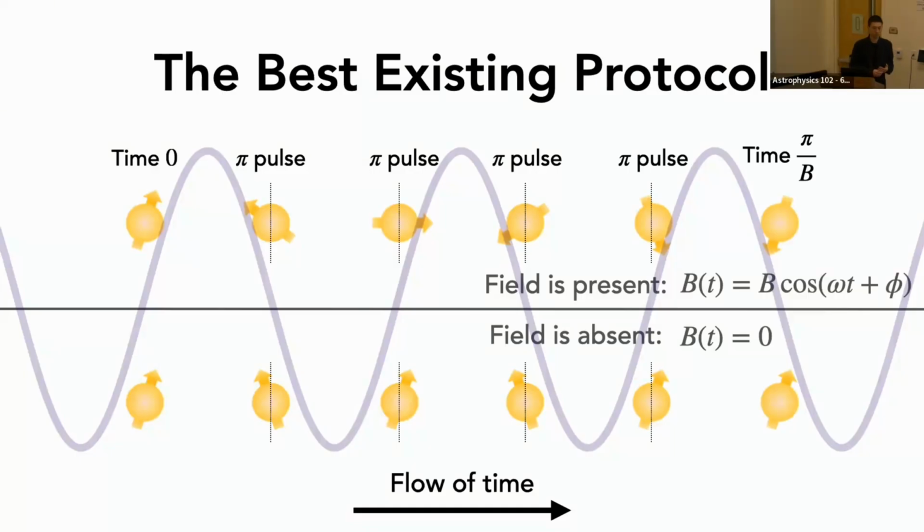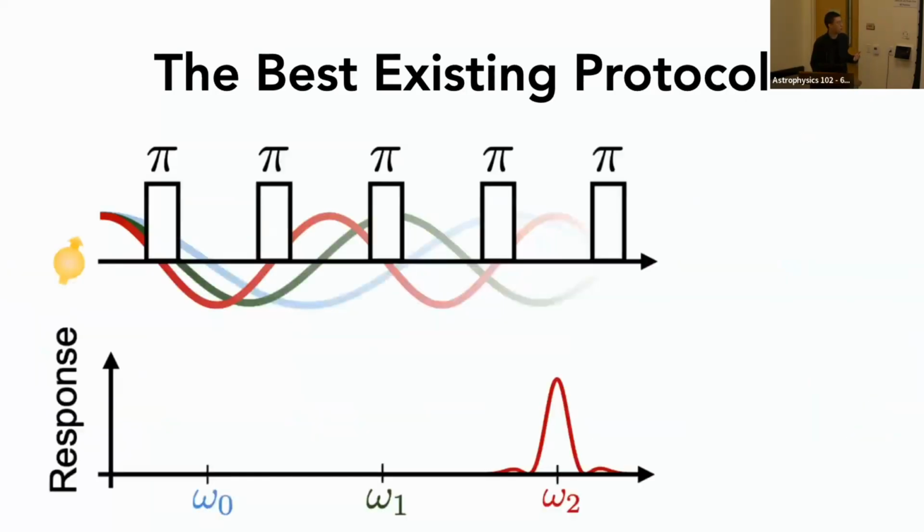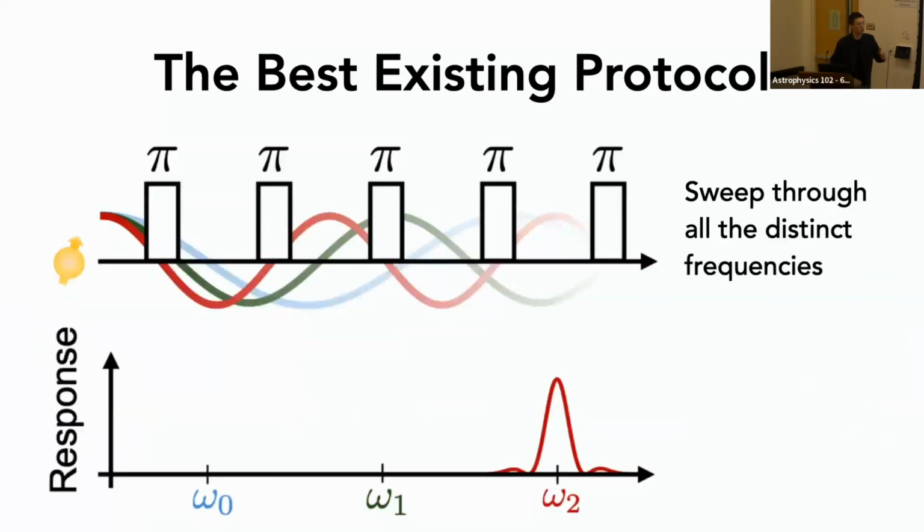Sorry, are you assuming we know the omega? Yes, so in this protocol, we first fix what omega is to apply the pi pulse. But of course, as I stated earlier, we don't know what omega is. So in one of these protocols, what people would have to do is sweep through all the distinct frequencies in order to run this protocol.